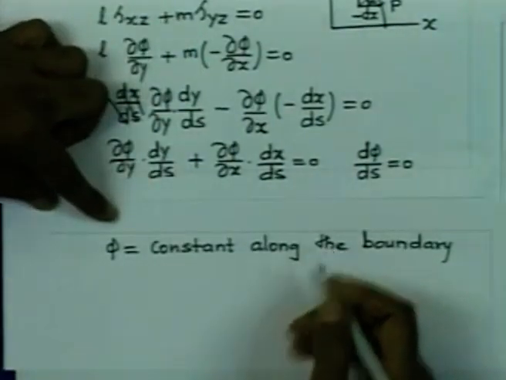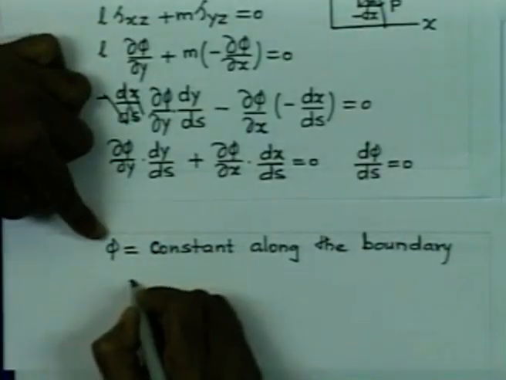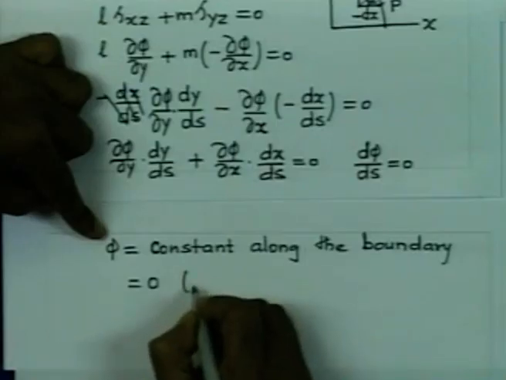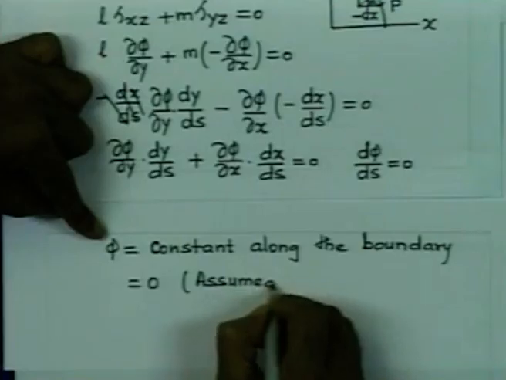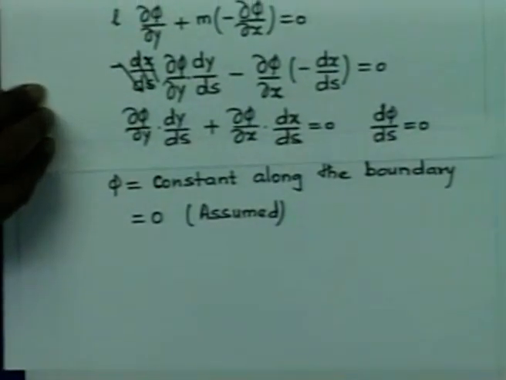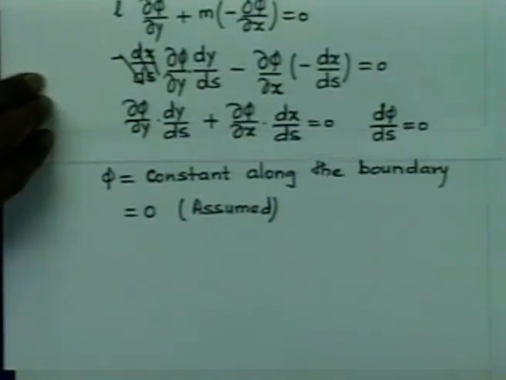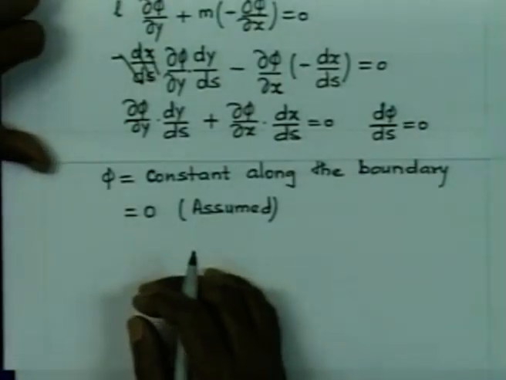And it is customary to take this boundary value of phi as 0. So, generally phi is assumed to be 0 along the boundary. We will also like to see there is another relationship which is satisfied by this Prandtl stress function phi.